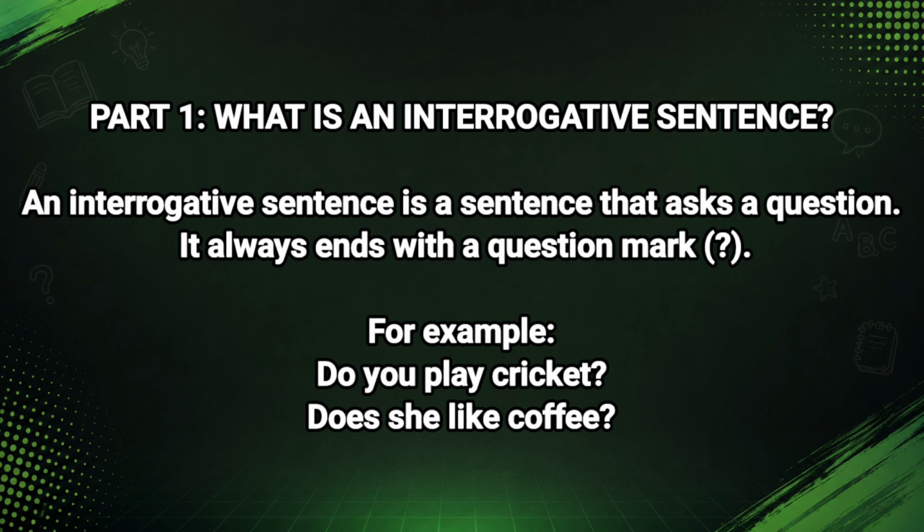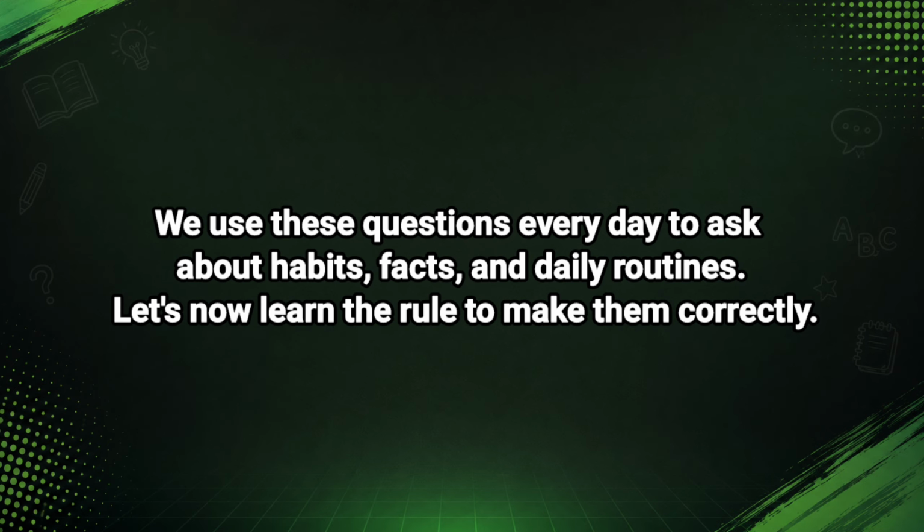An interrogative sentence is a sentence that asks a question. It always ends with a question mark. For example, do you play cricket? Does she like coffee? We use these questions every day to ask about habits, facts, and daily routines. Let's now learn the rule to make them correctly.